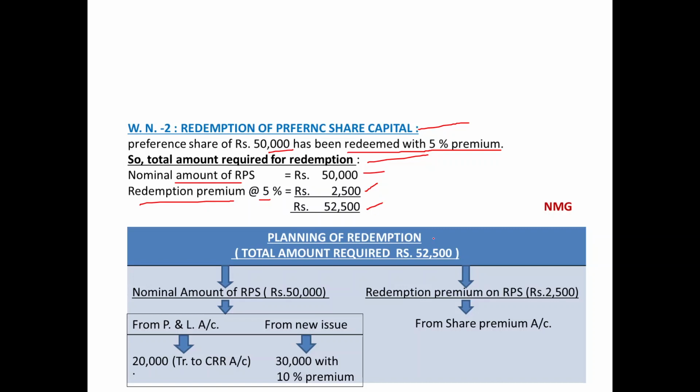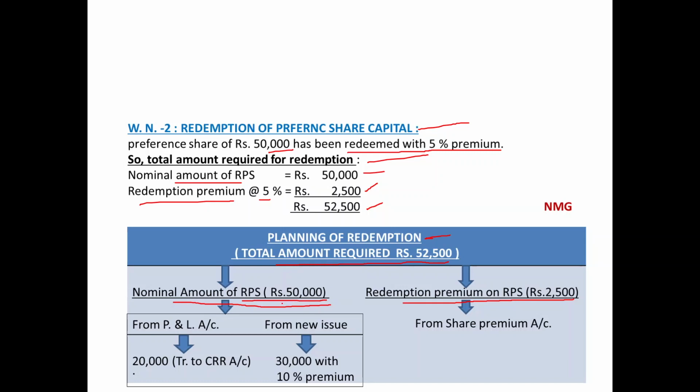Let us prepare a chart. Planning of redemption. Total amount required rupees 52,500, having two components. Nominal amount of RPS 50,000, redemption premium on RPS rupees 2,500. So we gave the bifurcation of the total amount required because provisions of Companies Act are different for both the components, and that is why we gave the bifurcation. Now nominal amount of RPS 50,000.